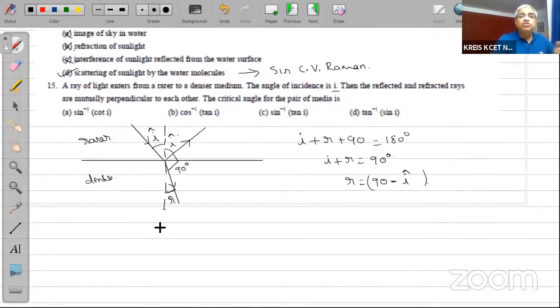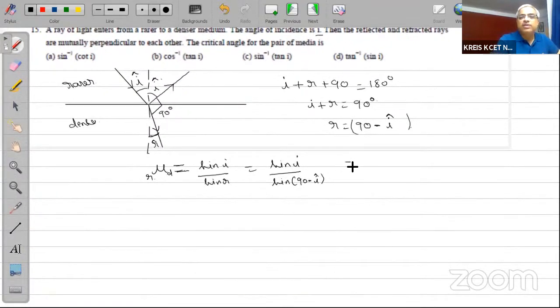So therefore, what should be the refractive index of this particular denser medium with respect to the rarer medium? Now this should be equal to sin I by sin R, which is essentially sin I divided by sin of 90 minus I, because R is 90 minus I. And therefore I get this to be sin I divided by cos I, since sin 90 minus I is cos I. So the refractive index of the denser medium with respect to the rarer medium is tan I.